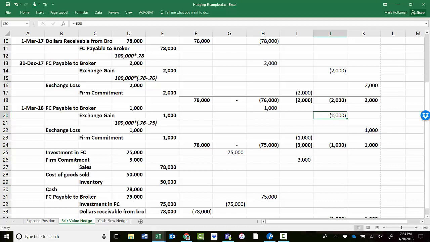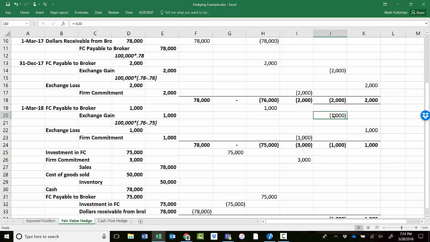Everybody good? Because what's going on? Tell me what's going on in substance. I'm selling the goods for $78,000. So why would I record any gain? Why would any liabilities change? You see?